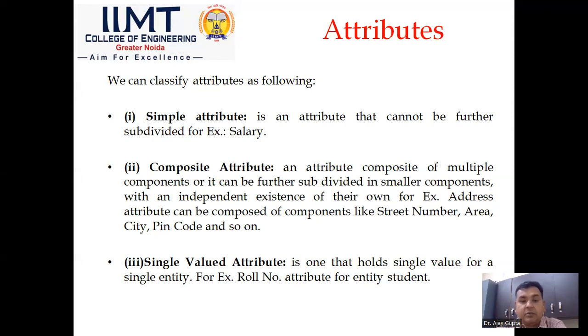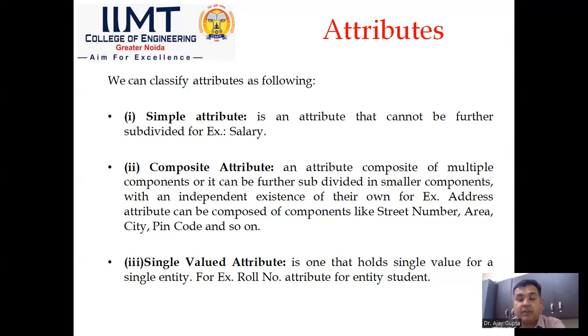Next is composite attribute. A composite attribute is an attribute composed of multiple components, or it can be further subdivided into smaller components with an independent existence of their own. For example, the address attribute can be composed of components like street number. Street number has an independent existence. Area also has its independent existence. City, pin code, and so on.